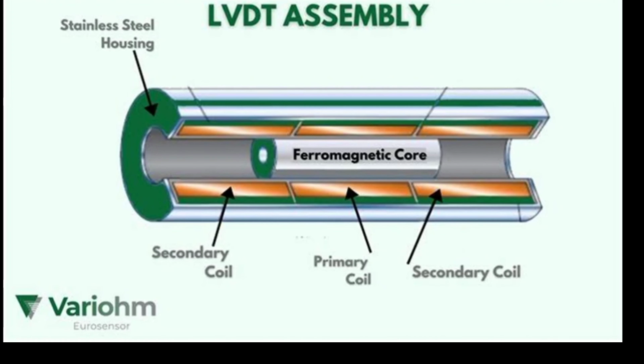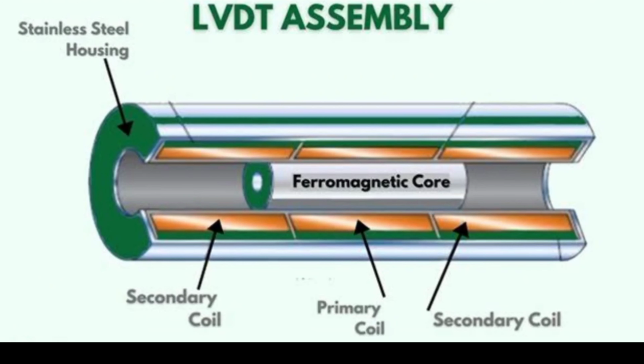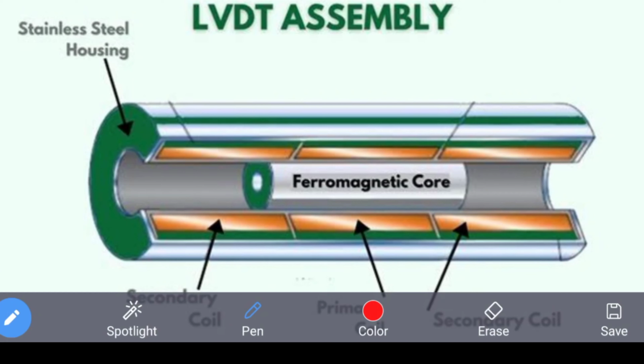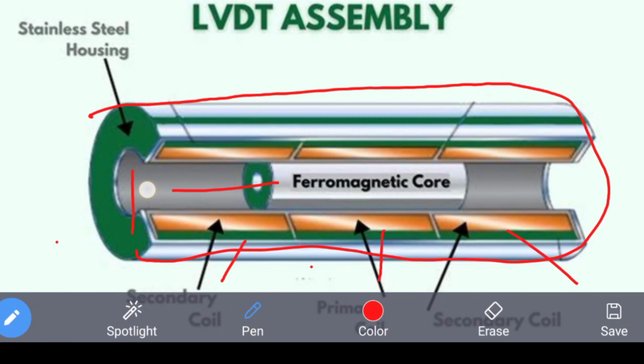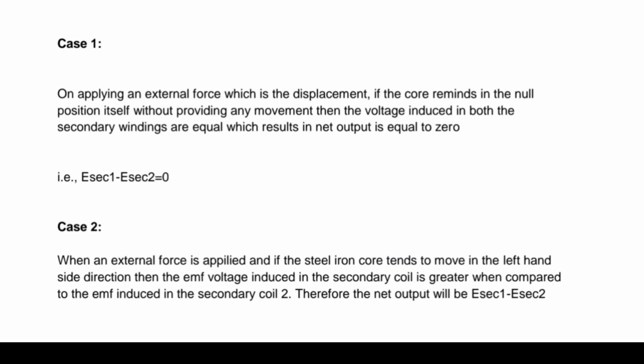This is the LVDT assembly, a very small LVDT assembly. It is a stainless steel housing, with a ferromagnetic core and 2 secondary coils. This is secondary coil 1 and this is secondary coil 2, and this is the primary winding with the ferromagnetic core. The LVDT assembly is simply a stainless steel housing and a ferromagnetic core, which is connected to an arm and moves inside the ferromagnetic material. Primary and secondary coils will be like this. This is the LVDT assembly actually.